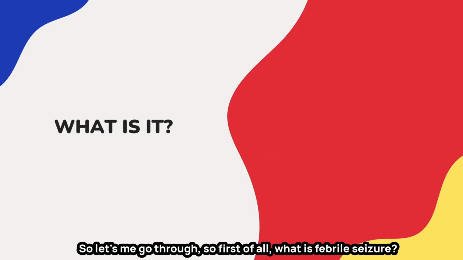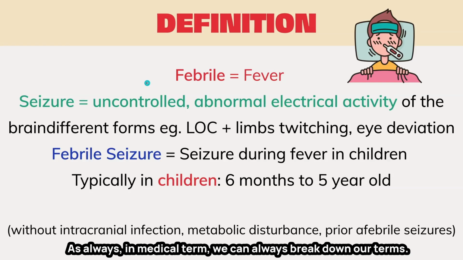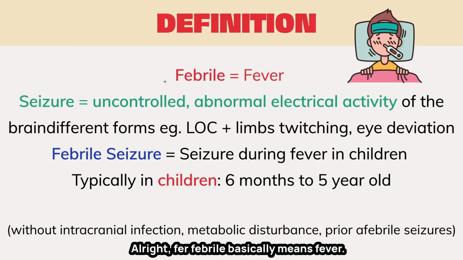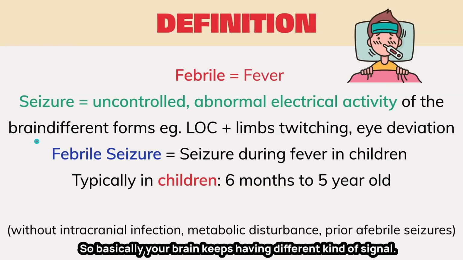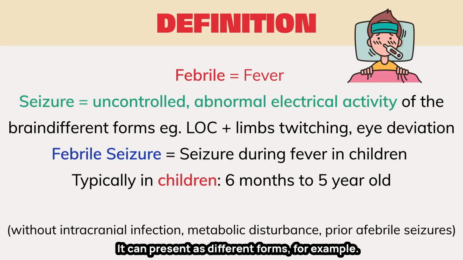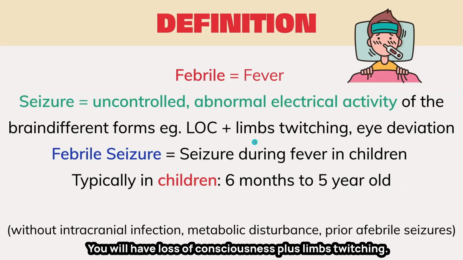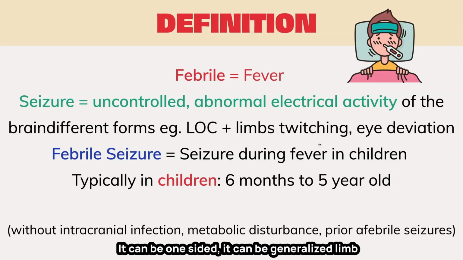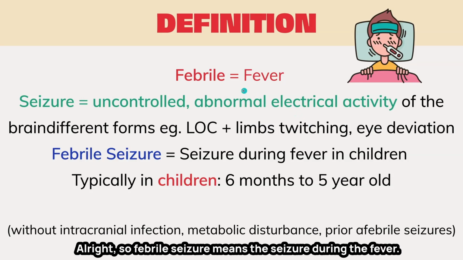So first of all, what is febrile seizure? As always, in medical terms, we can break down our terms. Febrile basically means fever. The definition of seizure is uncontrolled abnormal electrical activity of the brain. So basically, your brain keeps having different kinds of signals. It can present in different forms. For example, you will have loss of consciousness plus limb twitching. It can be one-sided, it can be generalized limb twitching, or sometimes you can have eye deviation, or cyanosis of the lips. So febrile seizure means the seizure during the fever.